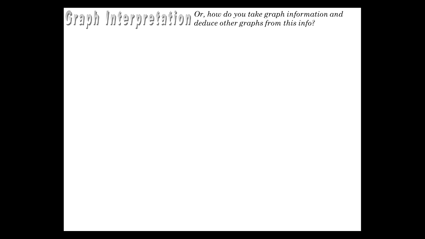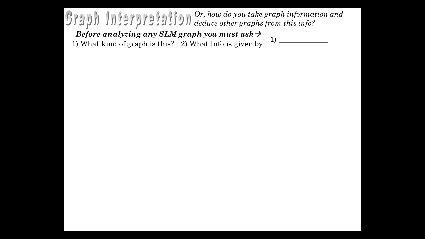If you have a velocity graph, how do you get a position and an acceleration? We'll start with positions, so we'll want to know how do we get a velocity and an acceleration graph from that. So let's begin. To start, when you analyze a graph, you need to ask yourself a couple questions. What kind of graph is this? And that may seem self-evident, but if you don't answer it correctly, you're in deep weeds. You're going to answer it with position, velocity, or acceleration.